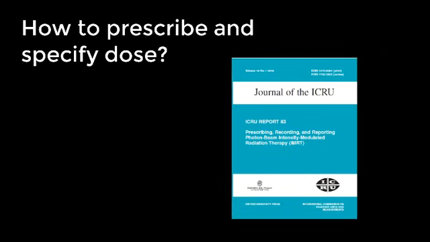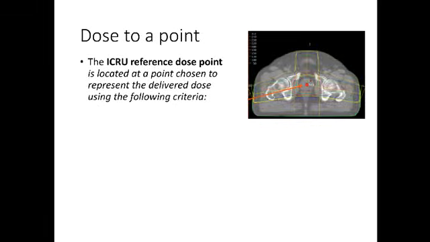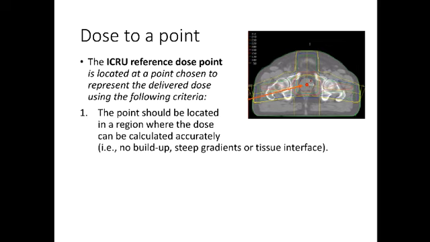So let me come back again to the question of how to prescribe and specify dose, because even with the standards I just showed you, it's still not quite that simple. So I'm going to make reference to the ICRU Report 83 and discuss how we define dose. So one method of defining dose is dose to a point, and we pick a reference point. The ICRU reference point is chosen to represent the delivered dose. And here's some criteria. So the point should be located in a region where the dose can be calculated accurately, so not in a buildup, not in a steep gradient, or so on.